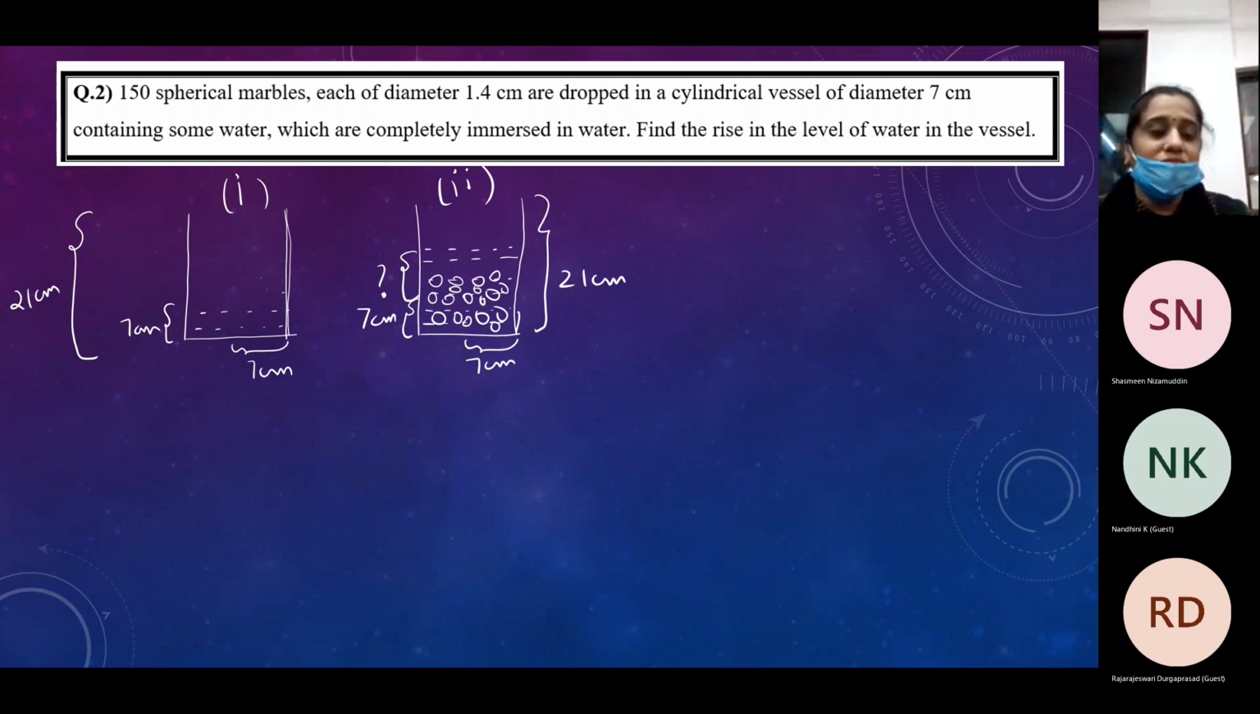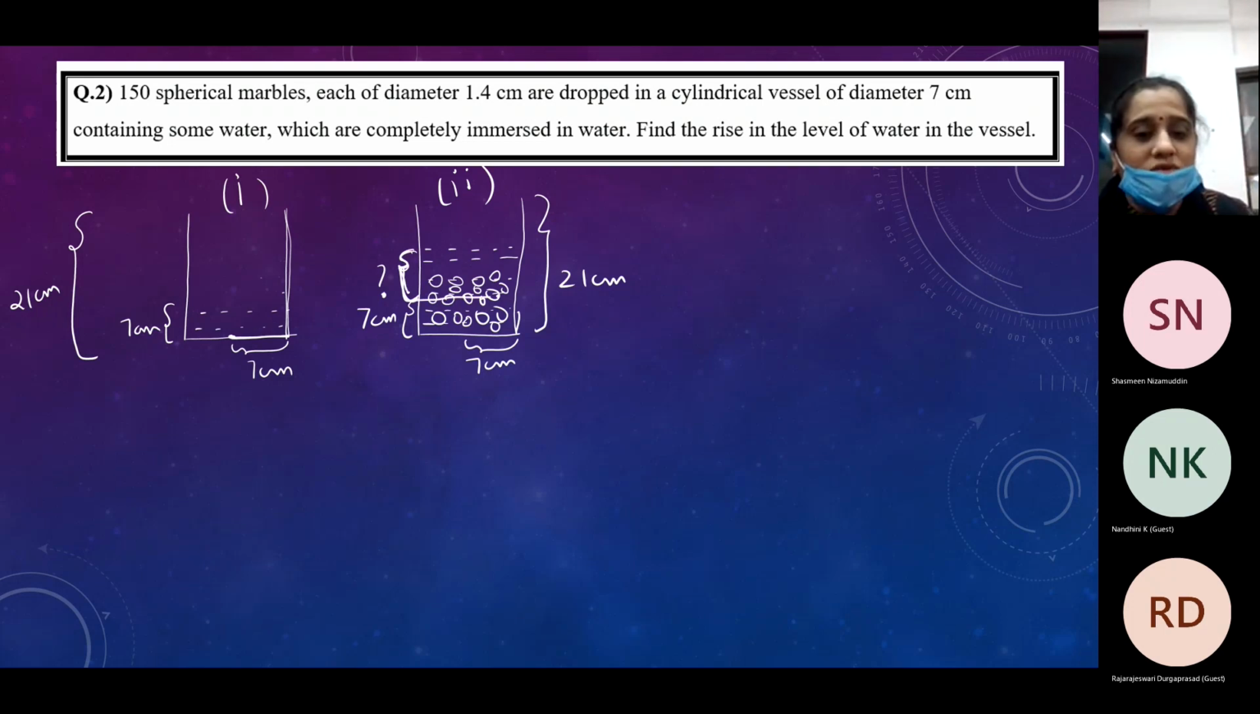Now, sorry, the radius is 7 in my figure, not in the question given. In my figure, the radius is 7. I've marked only from here. Now in figure 2, this increase in the level of the water is because of the marbles.